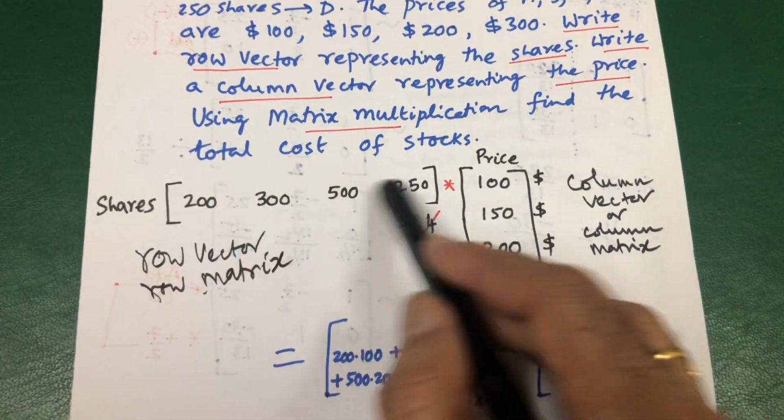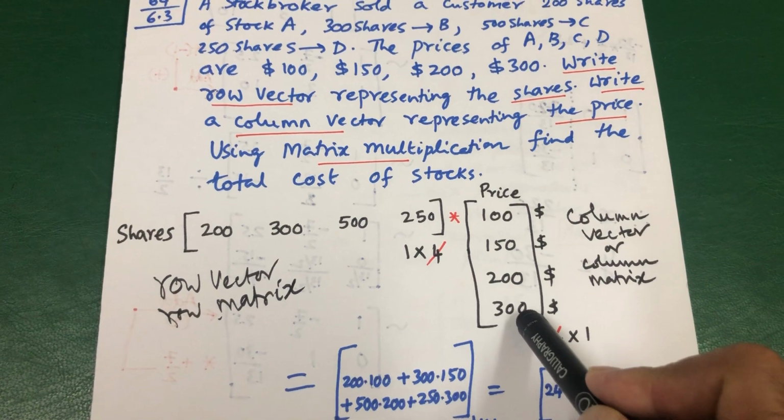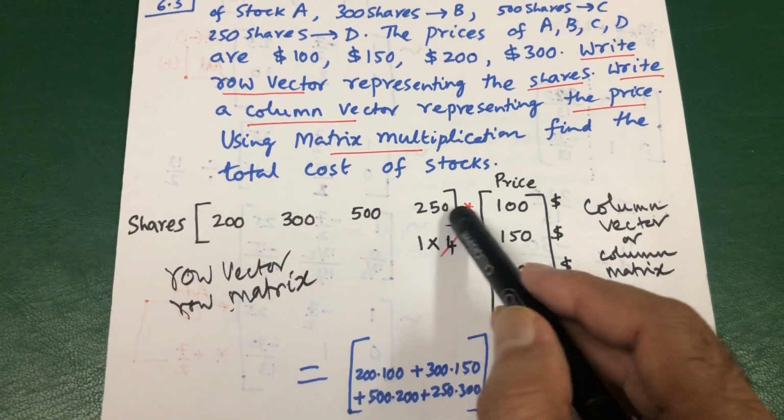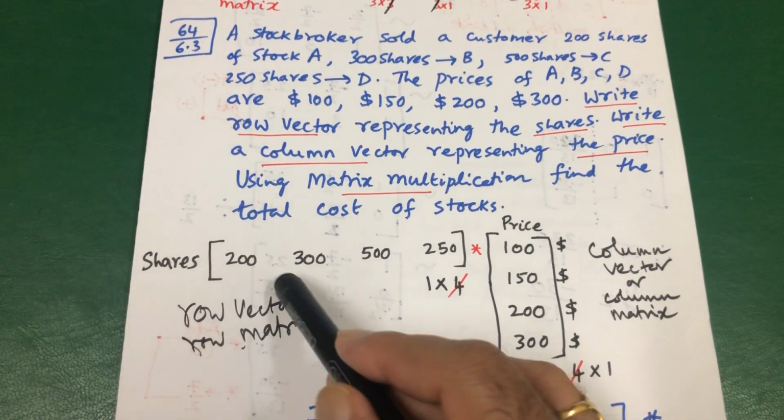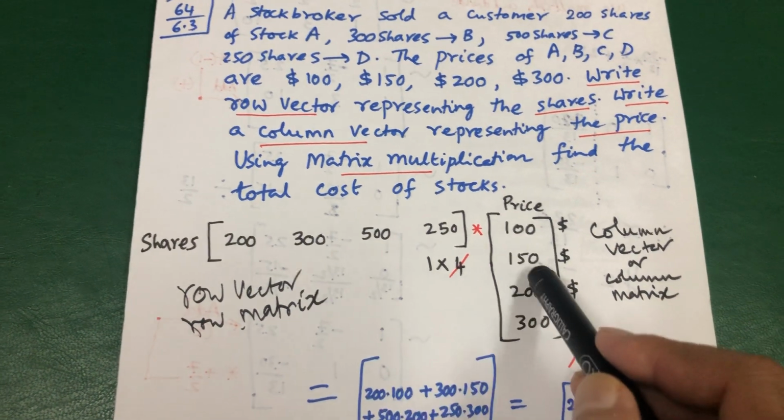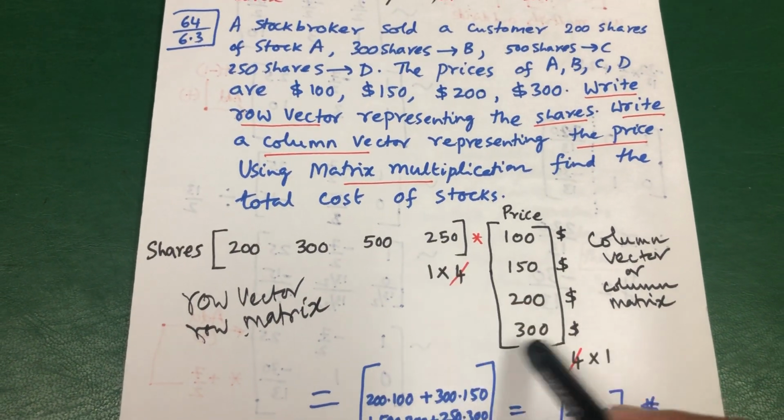How to do it? The first row multiplied by the first column. What is the rule of matrix multiplication? The first row must be multiplied by the first column. That is 200 times 100, 300 times 150, 500 times 200, 250 times 300.